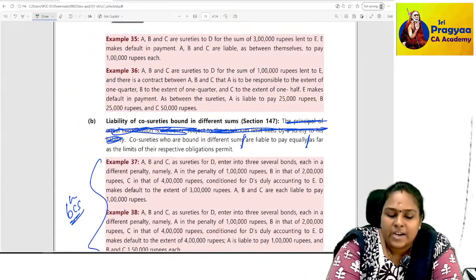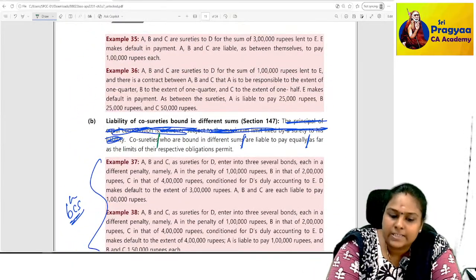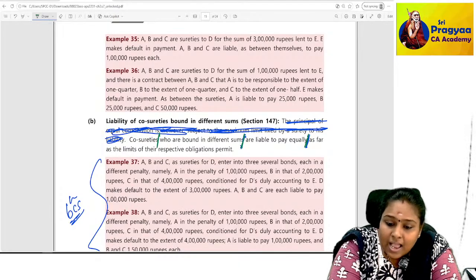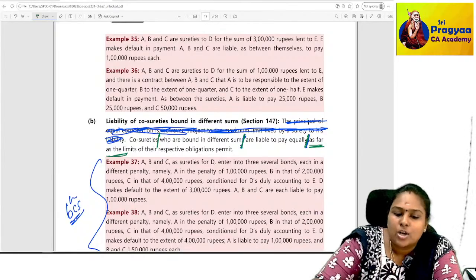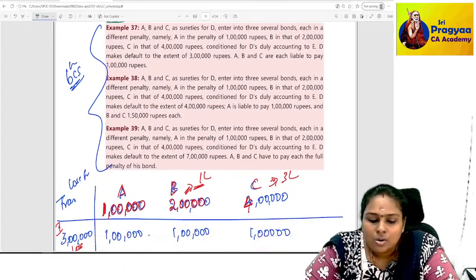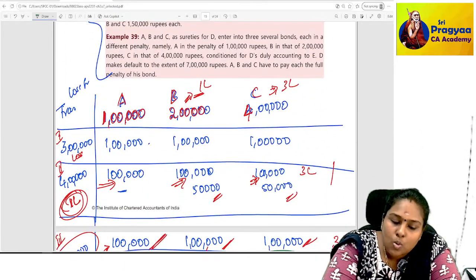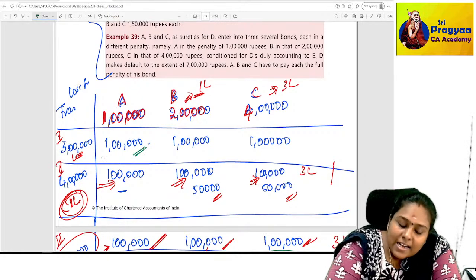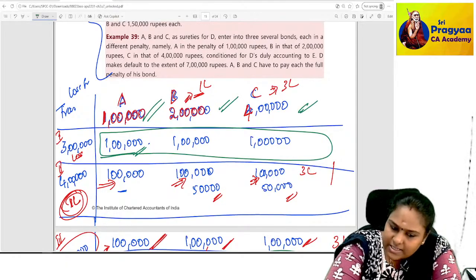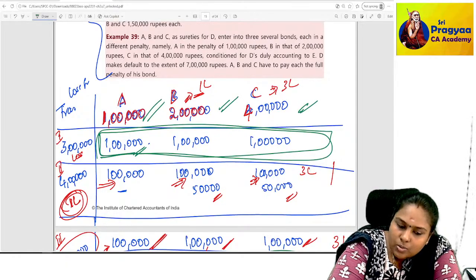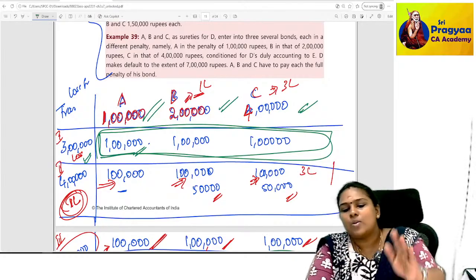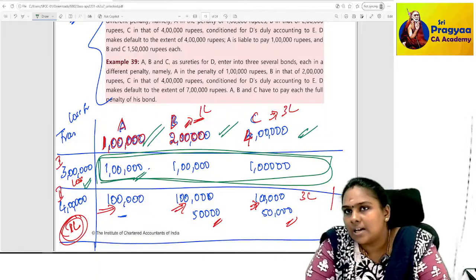So now keeping that in mind, let us go read. Co-sureties who are bound in different sums are liable to pay equally as far as the limit of their respective obligations permit. Okay, so in case of 3 lakhs, what is the least amount? 1 lakh, and this 1 lakh will be shared equally, even though they have different limits. This 1 lakh is shared equally so that all three of them come together and share the losses. Likewise applies for the further two scenarios also.